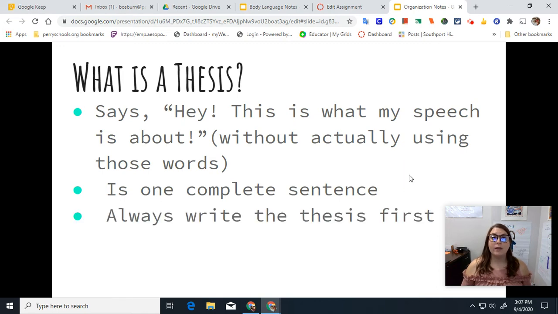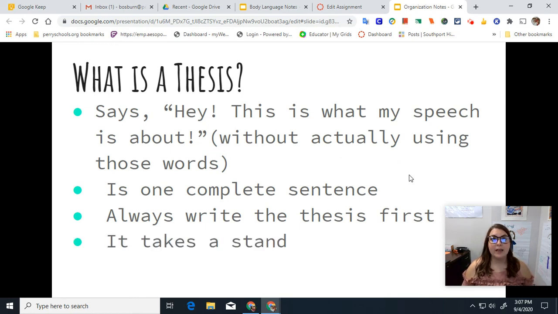It needs to be written first. You might say, why? I thought in the previous slide, the attention getter went first. No, I didn't say it goes first. It's written first because it is the foundation of your entire speech. Everything grows out of your thesis and connects back to your thesis. So if you don't have it, what are you writing about? What are you talking about?